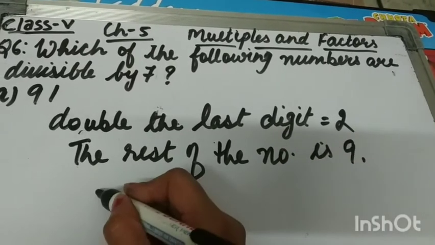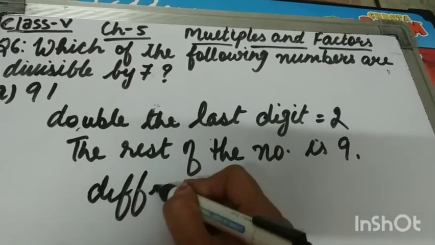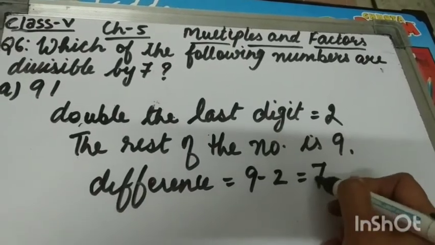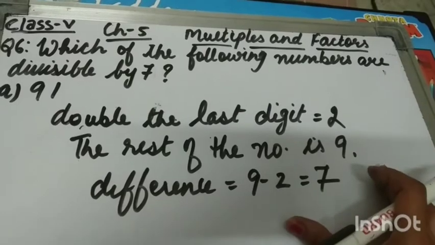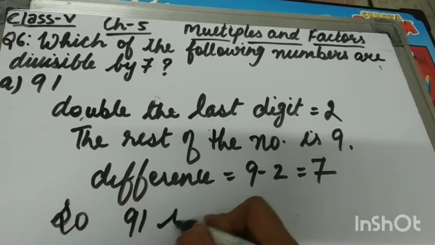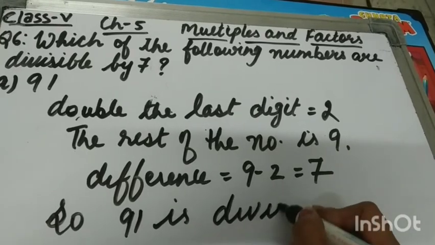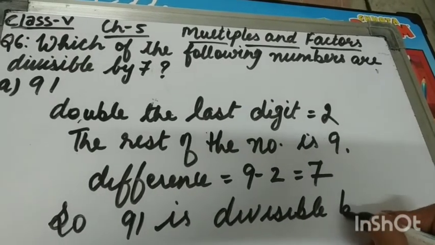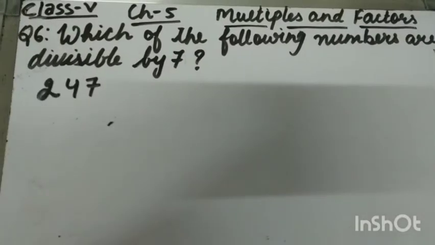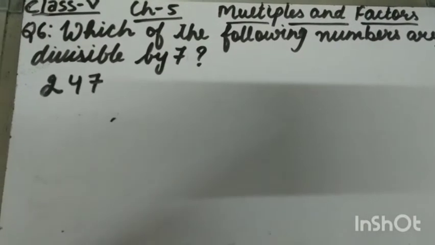Now find the difference. The difference is 9 minus 2, which is 7, and 7 is divisible by 7. So 91 is divisible by 7. This is the A part.